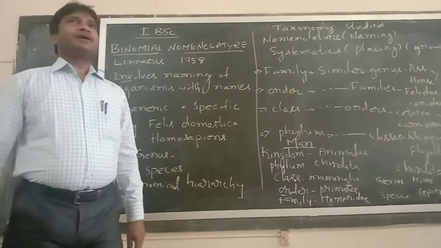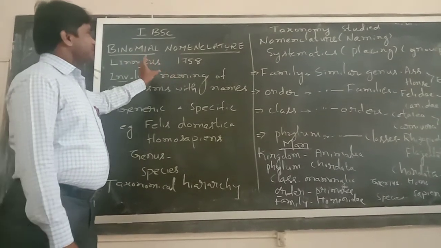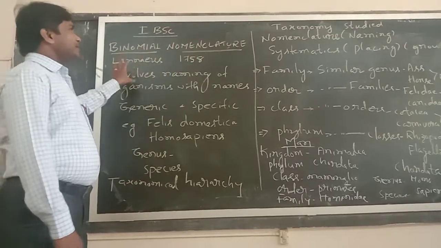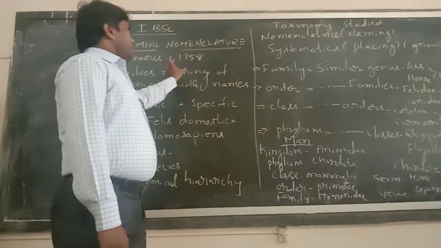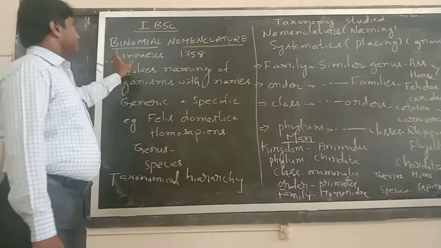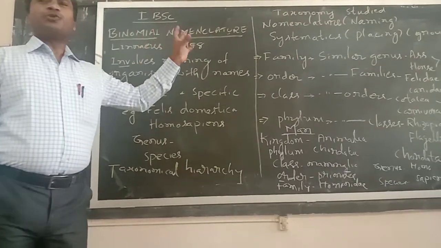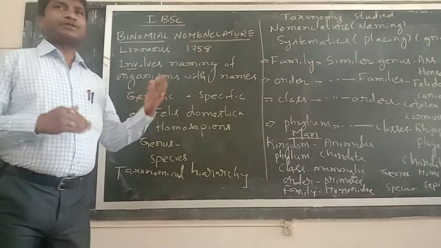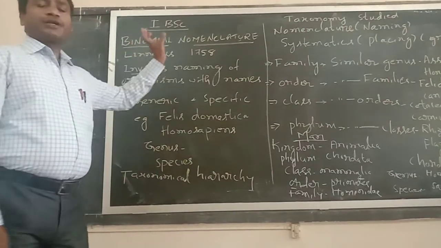Binomial nomenclature is the method used for naming the organisms. It was mainly adopted by Linnaeus in 1758. This method is called binomial nomenclature, and it is generally known as an artificial system of classification, as only morphological characters are considered. Hence it is artificial classification.